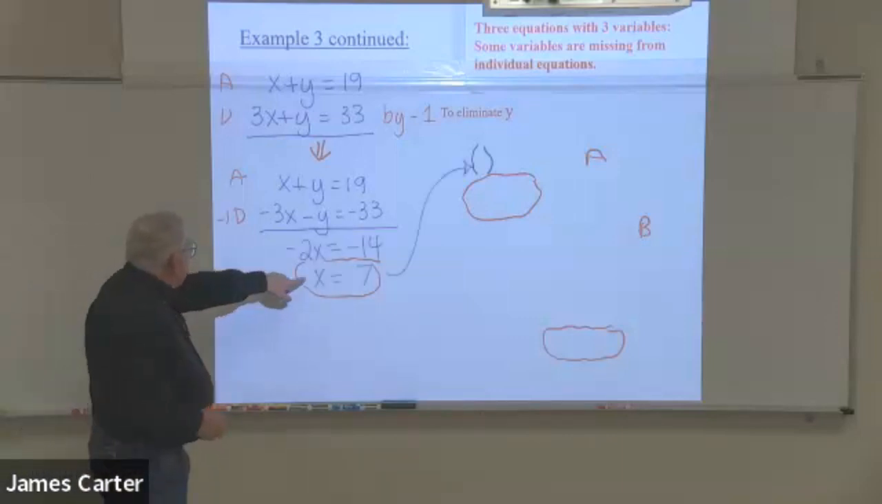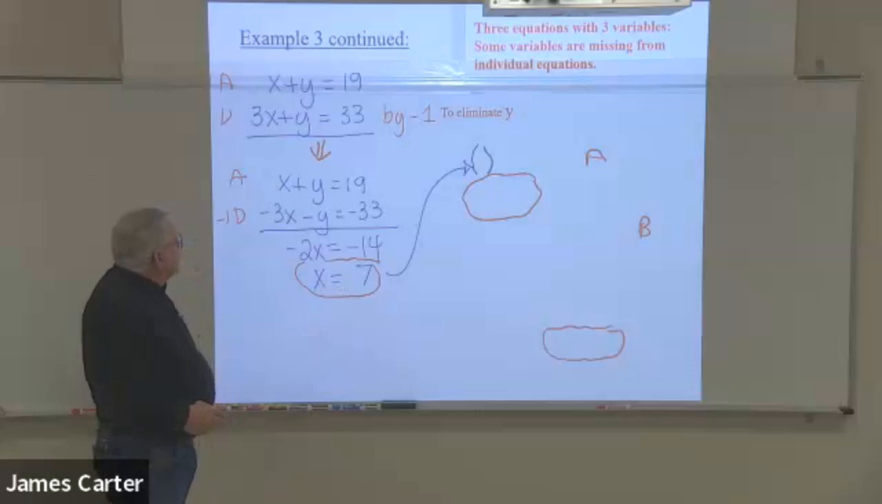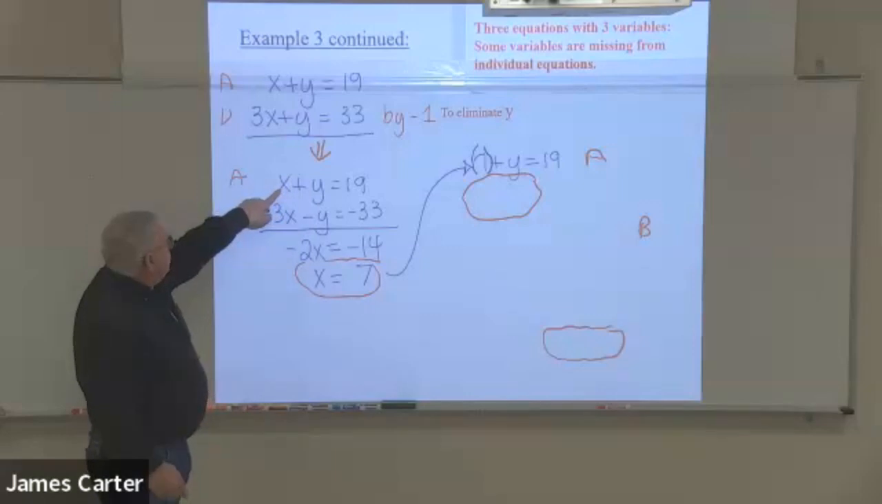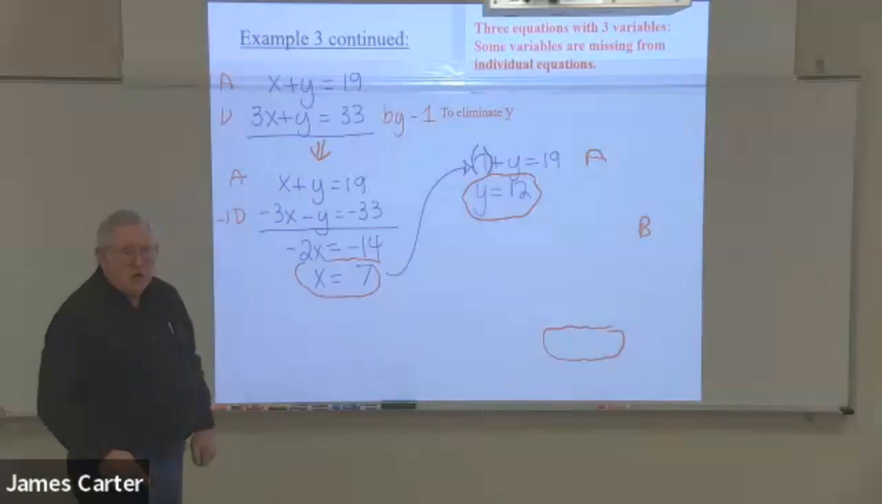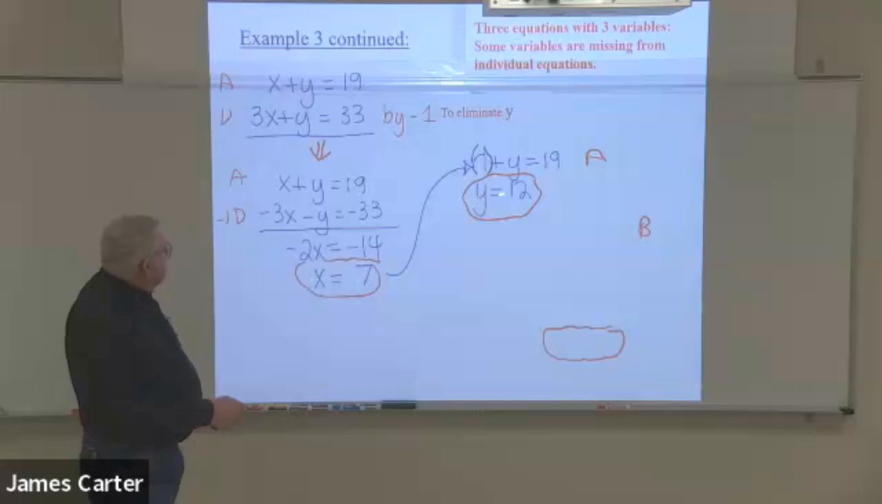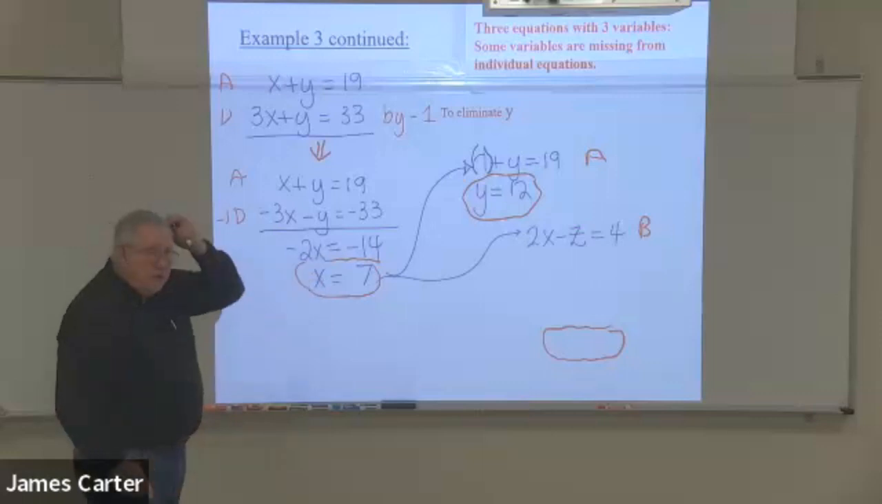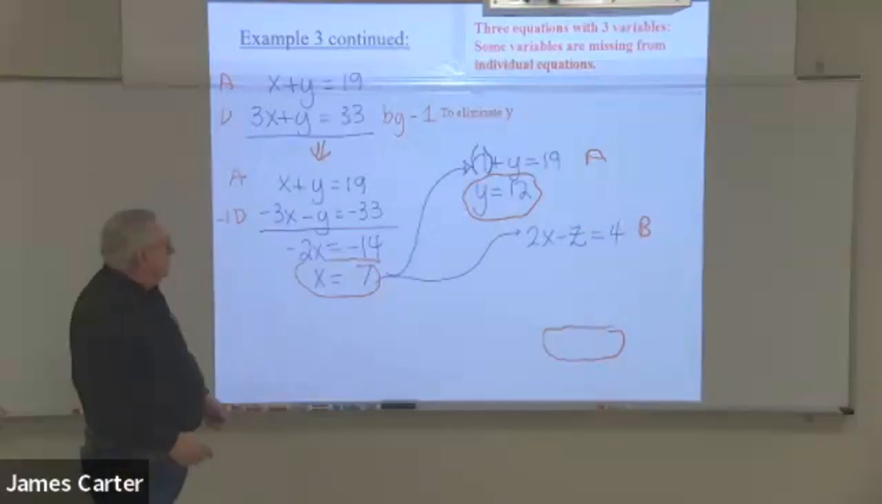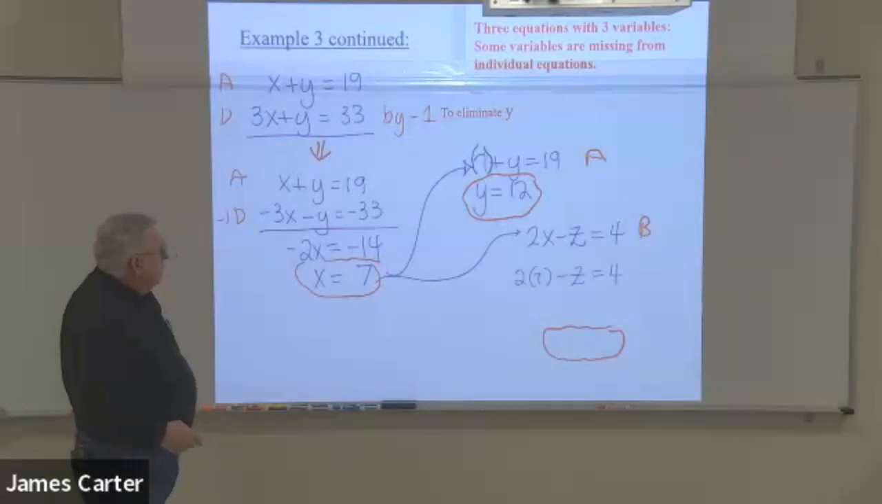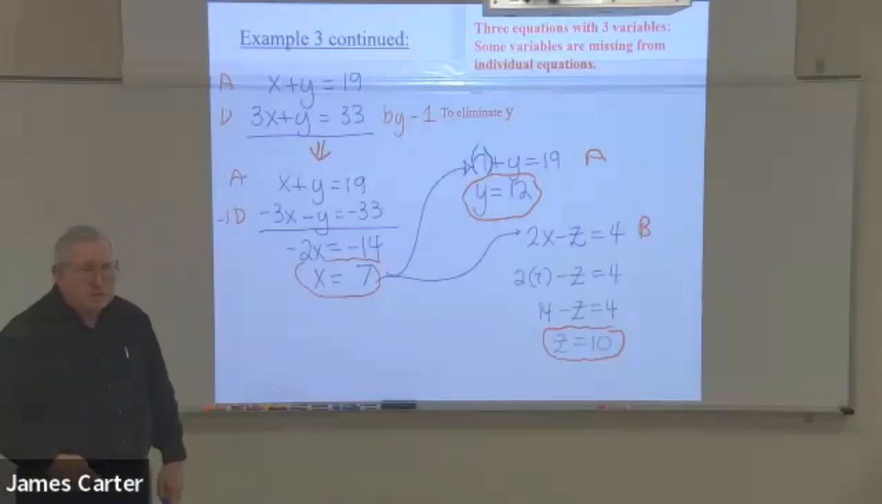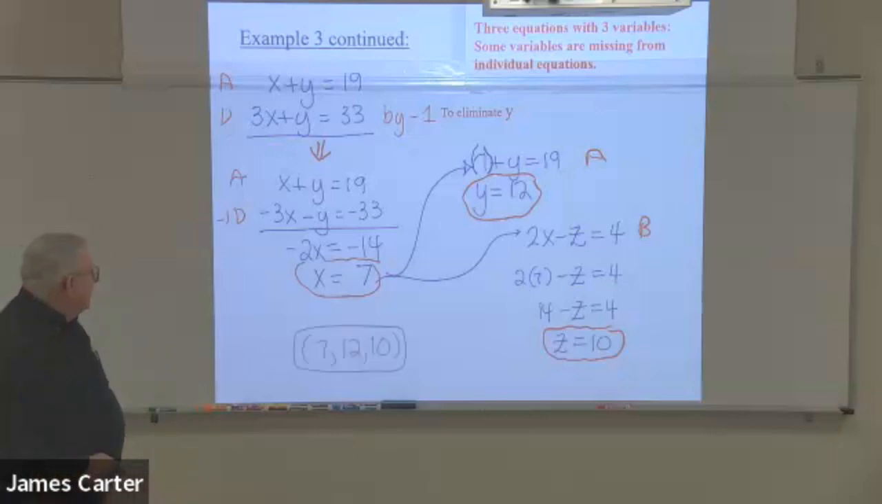Got an opposite pair, and I find out x is 7. I substitute that 7 into this equation, and I get y is 12. Now I take this 7 and 12, and I put it into one of the original ones, equation B, that is z. In this case, I don't need to use 12. I just put in the value for the x, and I get z equals 10. So my solution then is 7, 12, 10. Question?